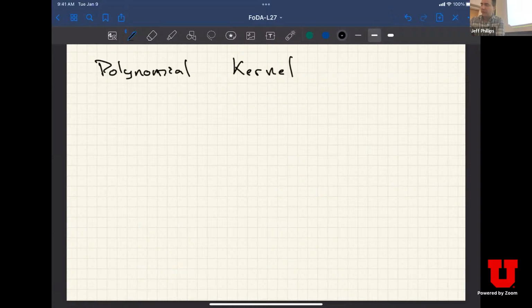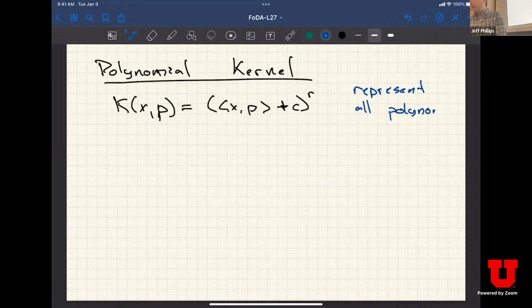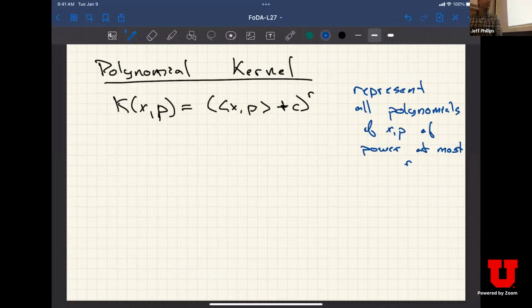So let's go back to the polynomial kernel. Remember, I said you could define a kernel in this way: (x dot p plus c) to the power r. This is going to represent all polynomials of x and p of power at most r, so up to a degree r. And I can do this by expanding this inner product with this c constant. That will help govern the importance of the various coefficients other than the ones between x and p.